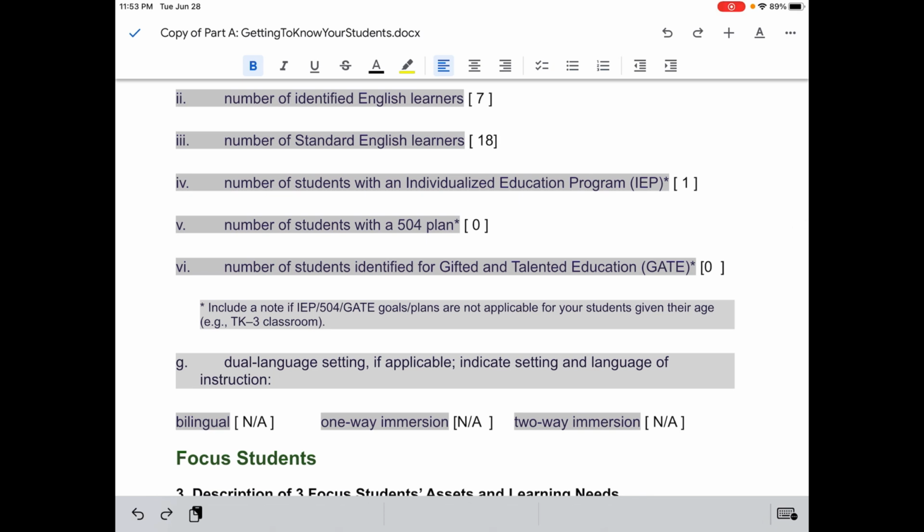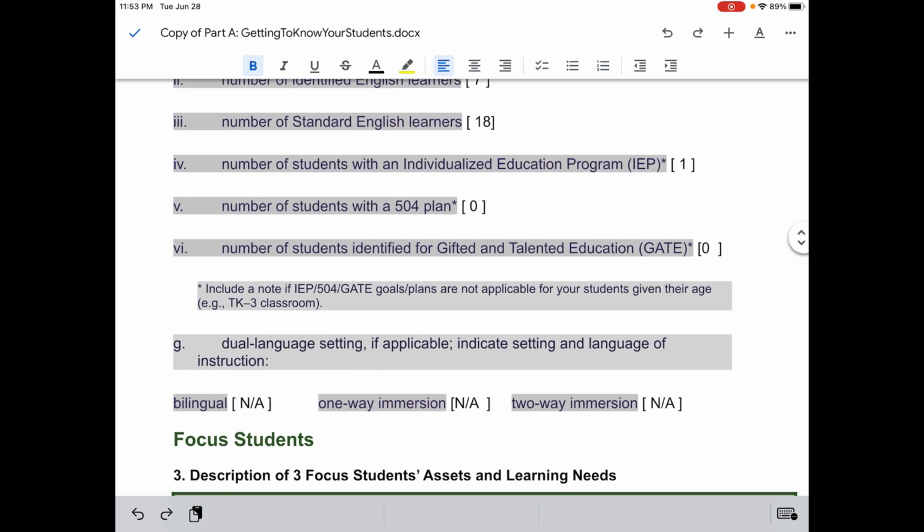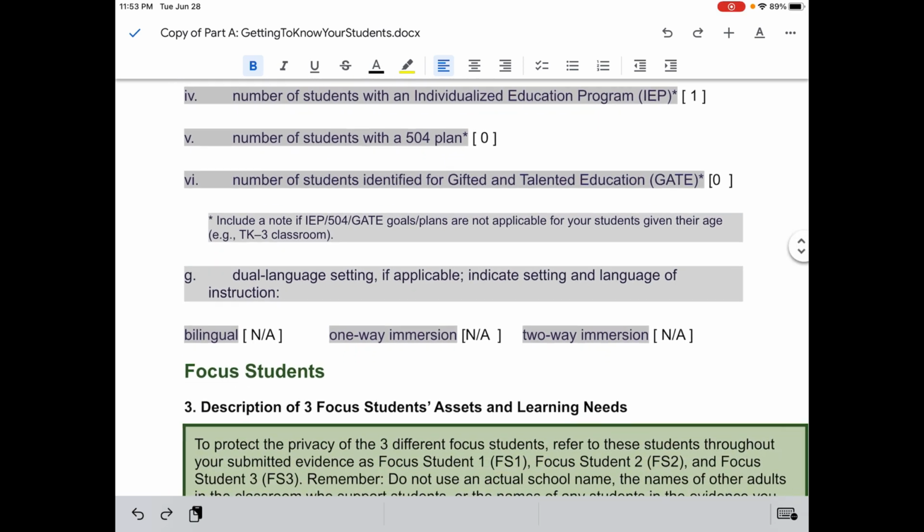And then if we go on, it talks about what dual setting you're in. In this case, that didn't apply to me because I'm not in a dual language setting. So I just left that blank. I just put not applicable, NA.